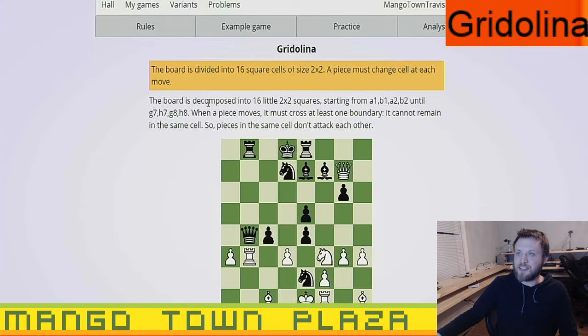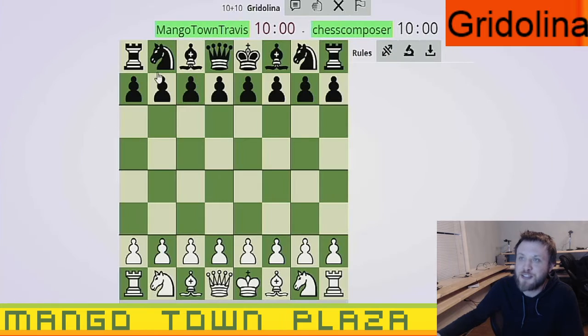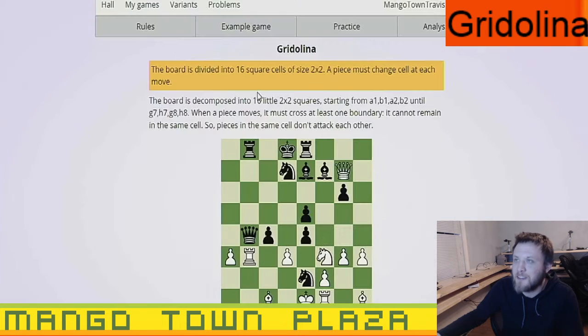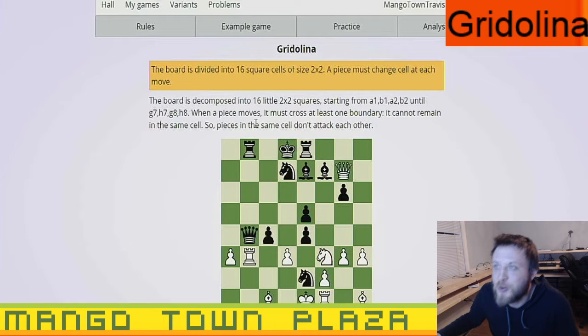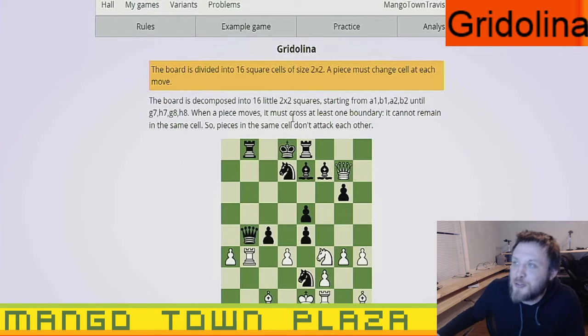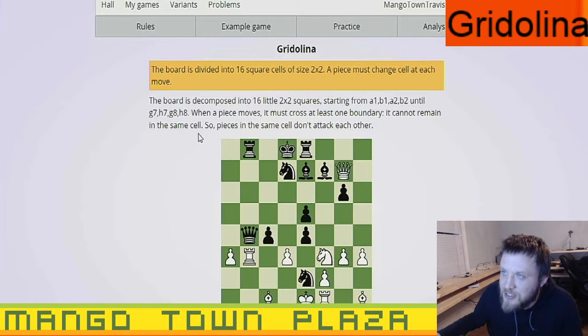So the board is decomposed. I don't know the difference between composed or decomposed in this situation, but the board is decomposed into 16 little 2x2 squares. Do you see that on your board? I see that. Okay. When a piece moves, it must move across at least one boundary. It cannot remain in the same cell. So pieces in the same cell do not attack each other.